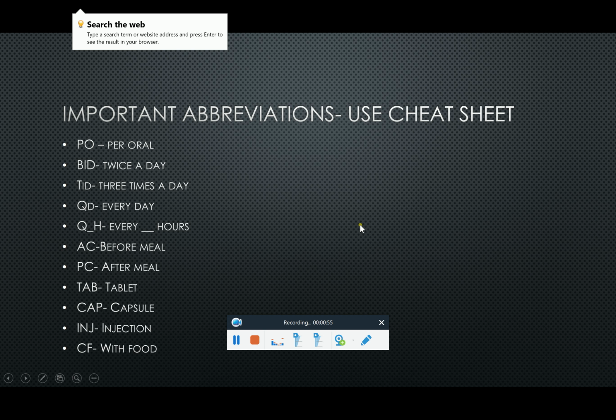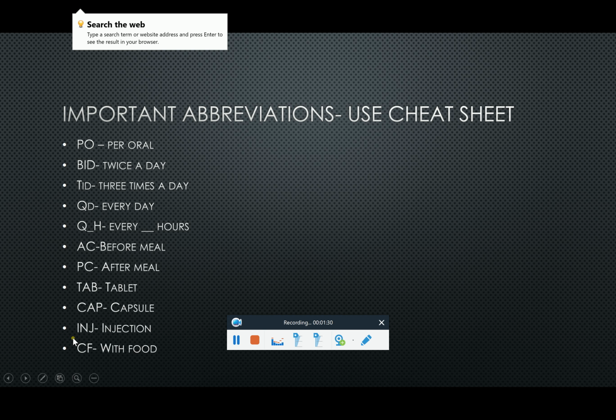So I gave you guys an attachment sheet with abbreviations on it for medical terminology. These are the key ones. PO is per oral, so that means by mouth. BID is twice a day, so you're going to take your medicine twice a day. TID is 3 times a day. QD is every day. If you see that Q with the space H, that could be every 6 hours if there's a 6 there. AC is before meals. PC is after meals. TAB is tablet. CAP is capsule. This is for an injection, and this is with food.